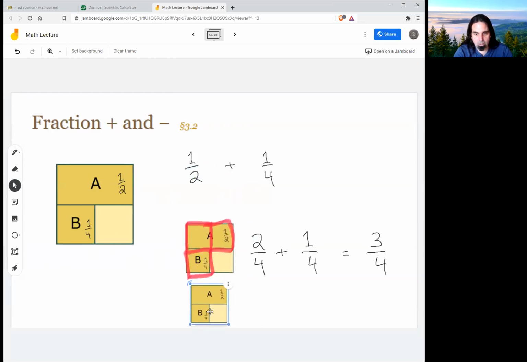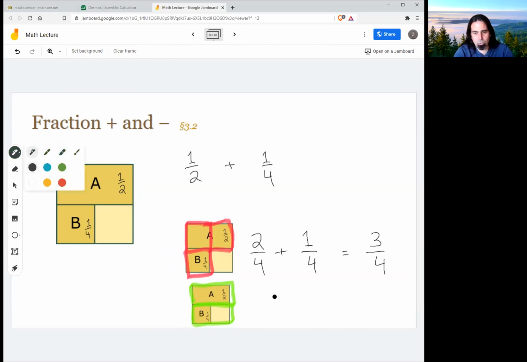Or I could think about it with halves. I have my 1/2. Oh, that's too light. And then I have 1/2 of a half. And that gets much more awkward to write. I have my 1/2, and then I have 1/2 of a half. And what do I get? I get something like 1.5 halves.